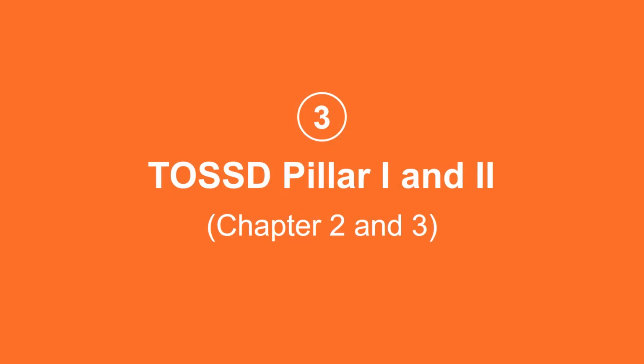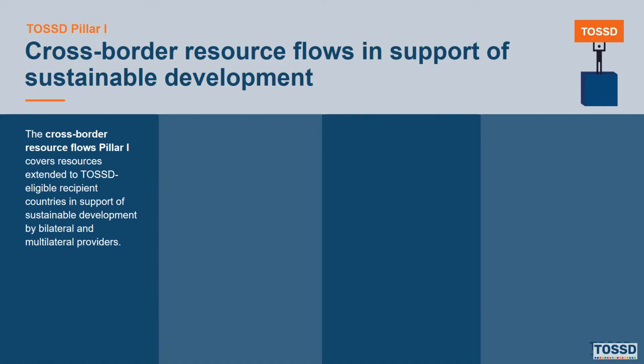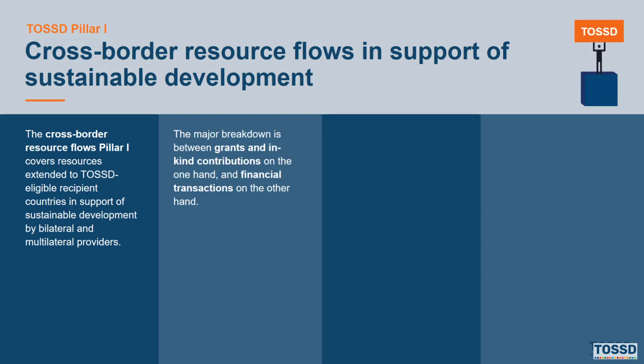This section will explain the two pillars of TOSSD. All information can also be found in chapters 2 and 3 of the TOSSD reporting instructions. The first pillar of TOSSD tracks cross-border resource flows extended by bilateral and multilateral providers in support of sustainable development in TOSSD-eligible recipients. The major breakdown is between grants and in-kind contributions on the one hand and financial transactions on the other hand. Both concessional and non-concessional transactions are captured, but they are separately identified.